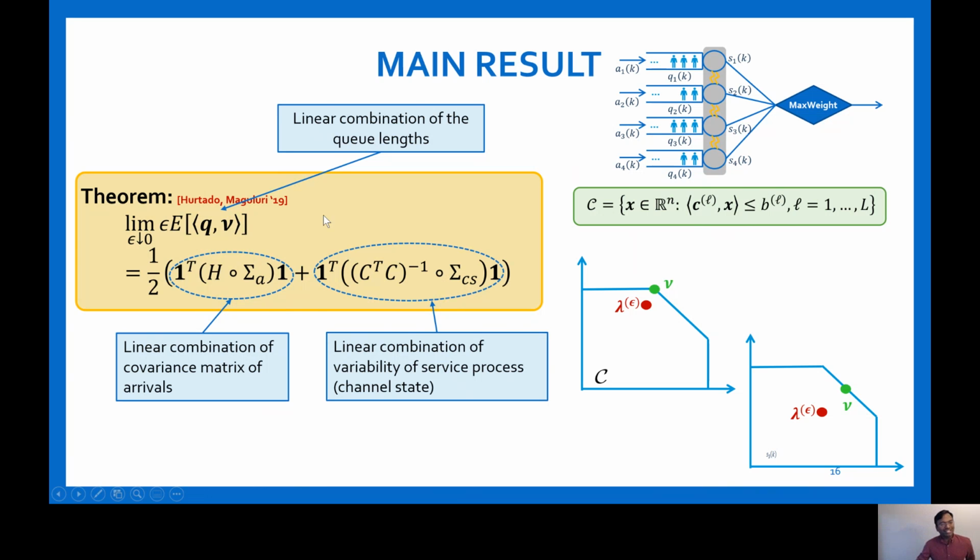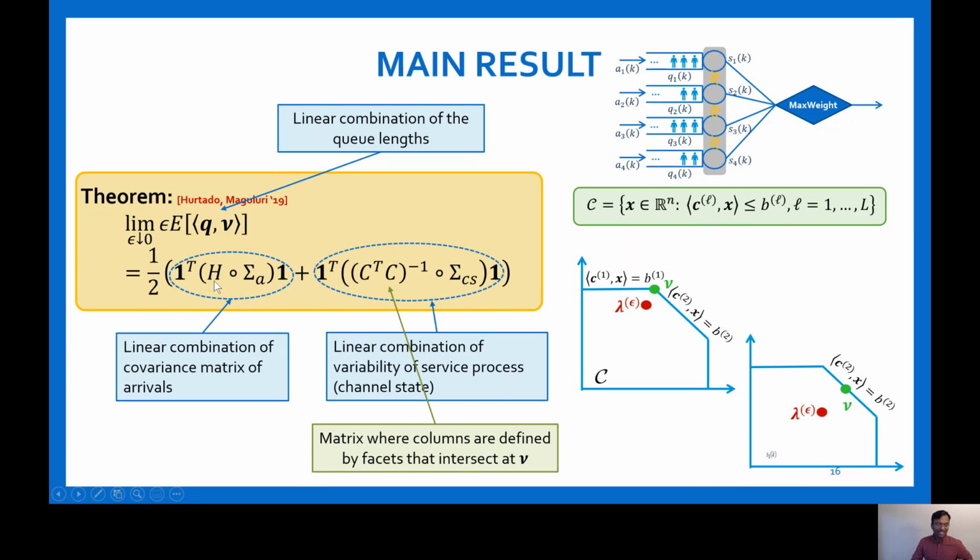The main thing to notice is that in the heavy traffic limit, it is well known that the answer depends only on the second moments. It doesn't depend on the higher moments of the arrival or the service. That's why we only have these covariance matrices showing up here. Both these terms are certain linear combinations of these covariance matrices, and these depend on the C matrix and H matrix.